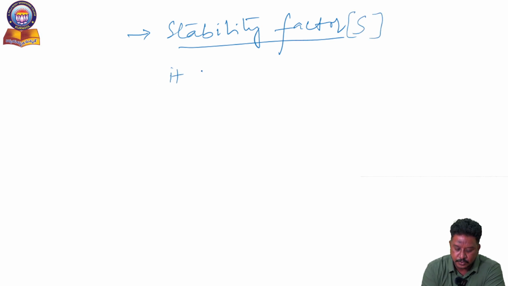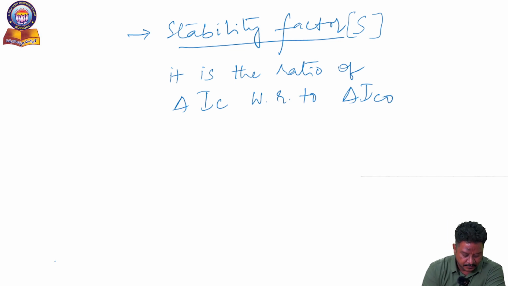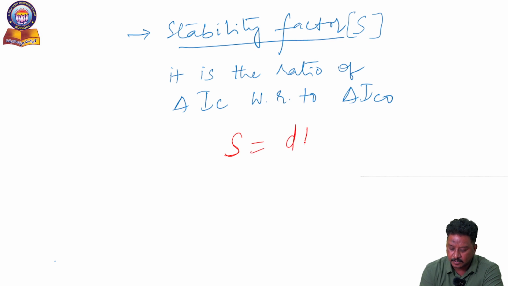It is the ratio of change of collector current with respect to change of reverse saturation current. Always we have to see that the value must be minimum. So stability factor is defined as change of collector current over change of reverse saturation current.